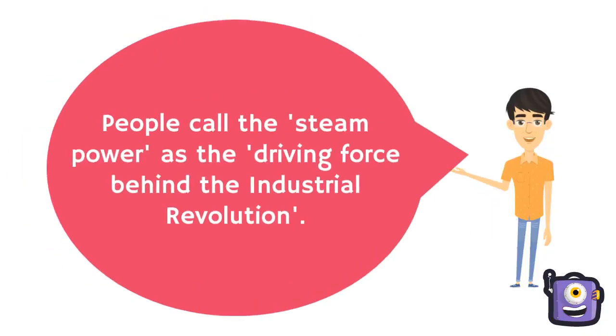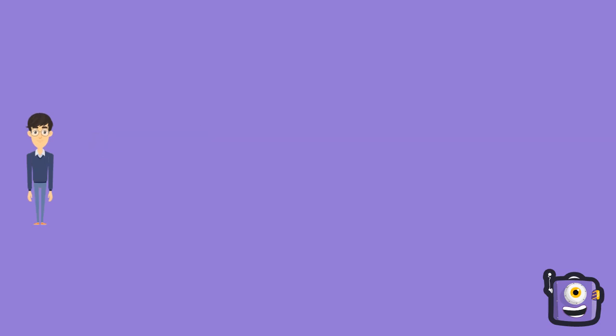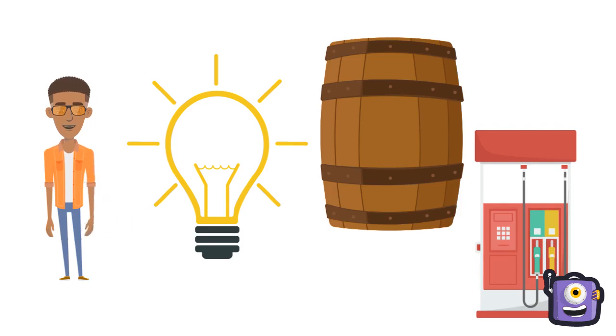Steam power was called the driving force behind the Industrial Revolution. Newcomen invented the steam engine. What improved his steam engine? Electricity, oil, coal and coal gas were invented during the Industrial Revolution.